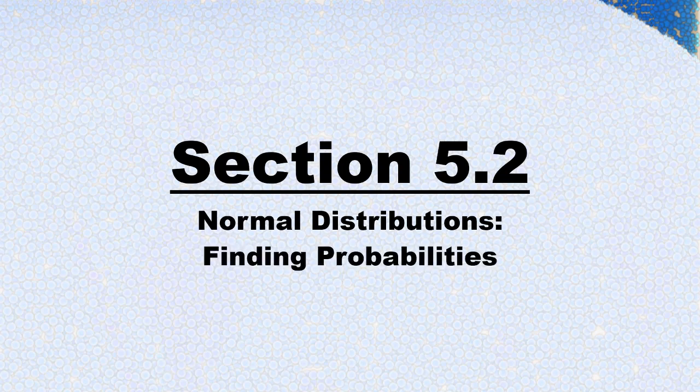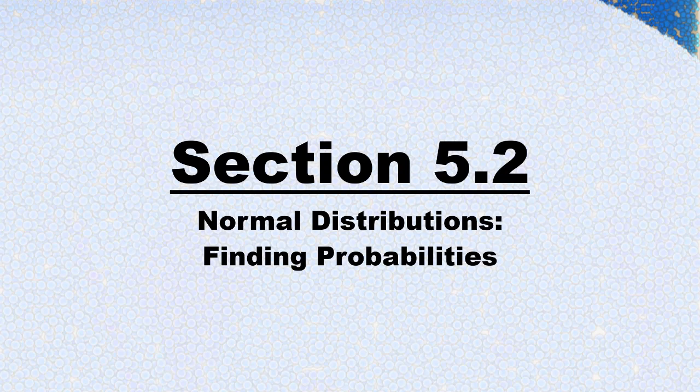Alrighty, well today we're moving into section 5.2. 5.2 is about normal distributions and using those normal distributions to find probabilities. So I'm going to be finding probabilities with the normal distribution. This is kind of a short section, so don't blink or you'll miss it.